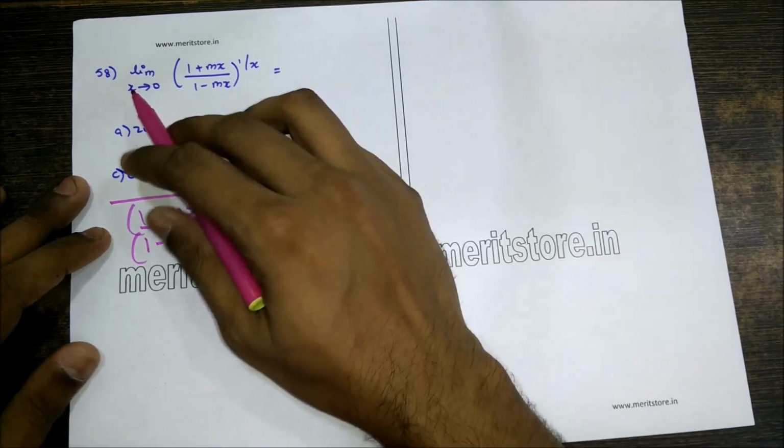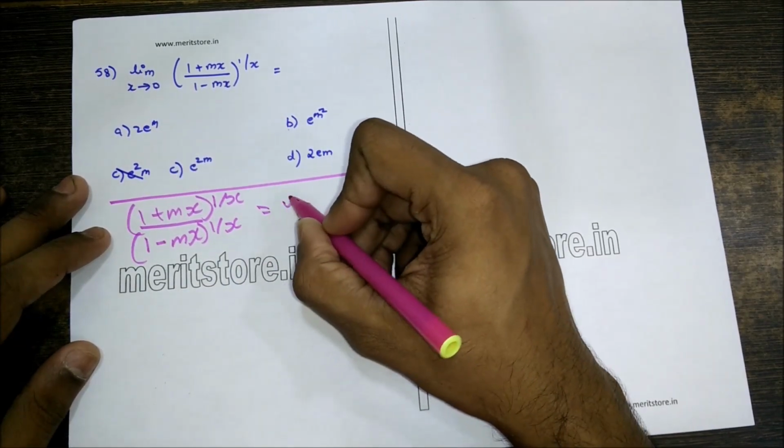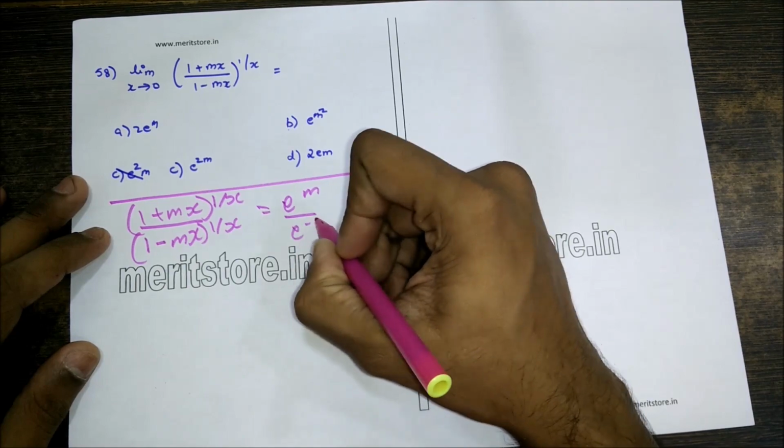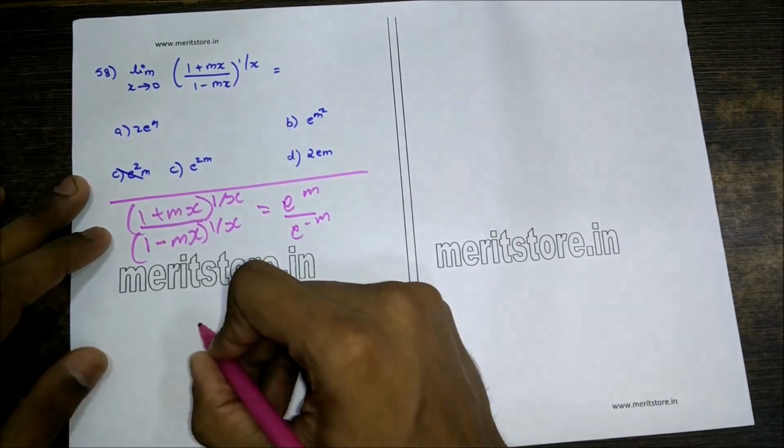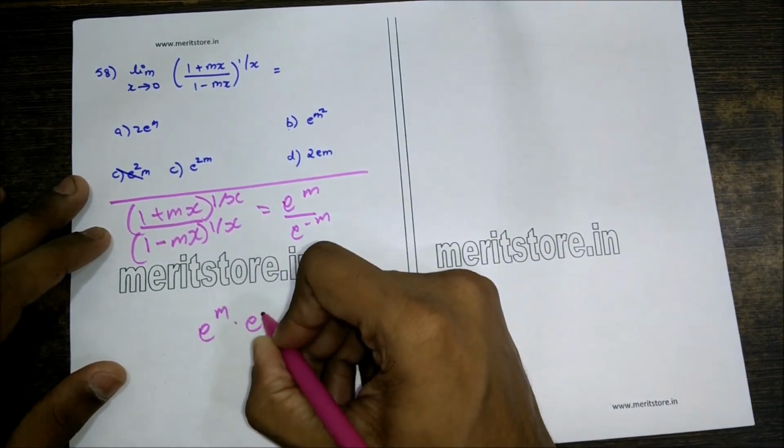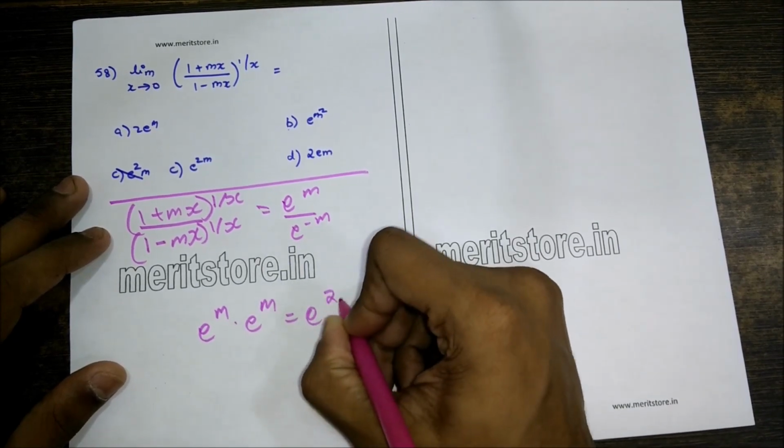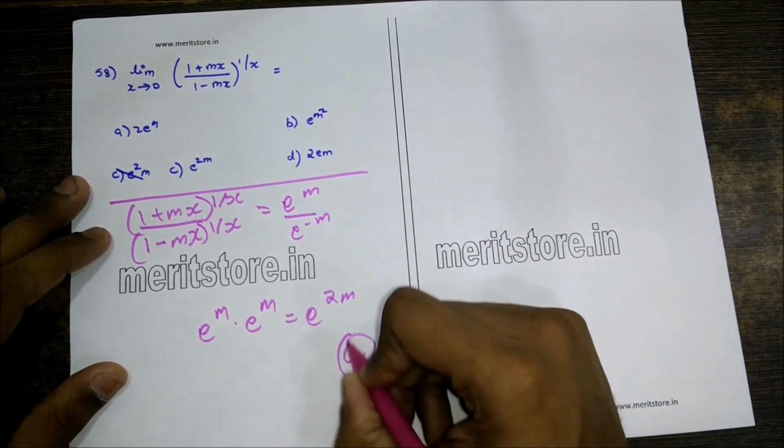On applying the limit of x tends to 0, we get this as e raised to m and e raised to minus m. Taking this on top, we get e raised to m into e raised to m, which is e raised to 2m, which is option C.